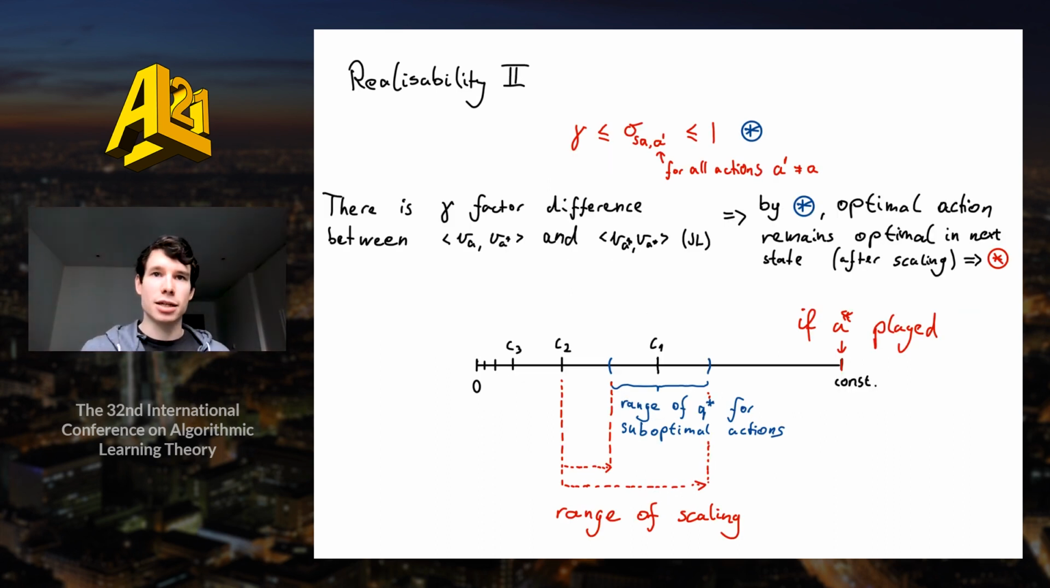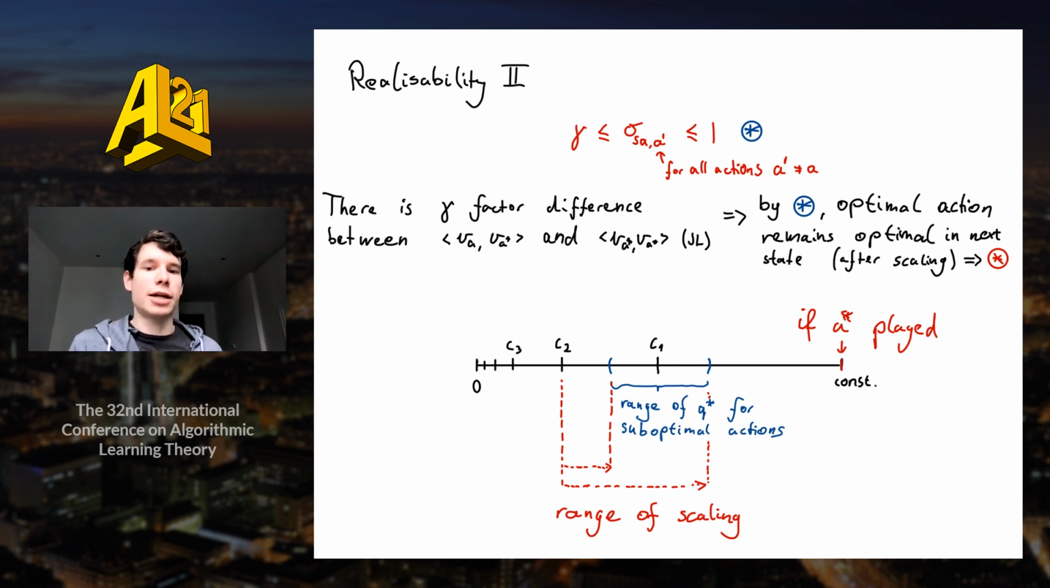And to see that, we propose that this scaling constant will always have values between gamma and 1. And if this is the case, then we're sort of done, because we know that there is a gamma factor difference between the inner products of two different vectors and the same vector, the optimal vector. And this is the case because the Johnson-Lindenstrauss Lemma says that any two different vectors will have an inner product that is at most gamma in its absolute value.